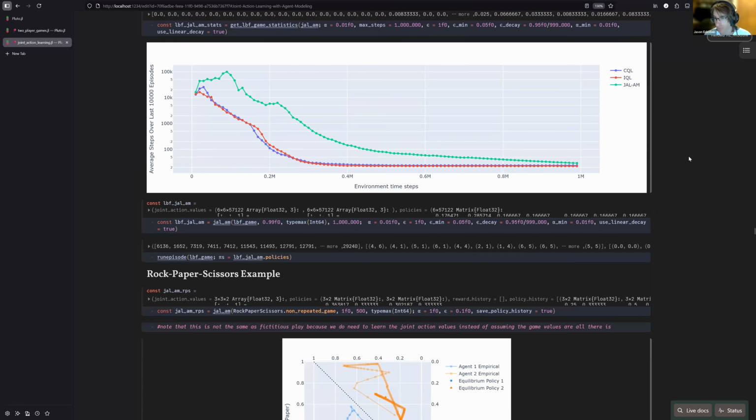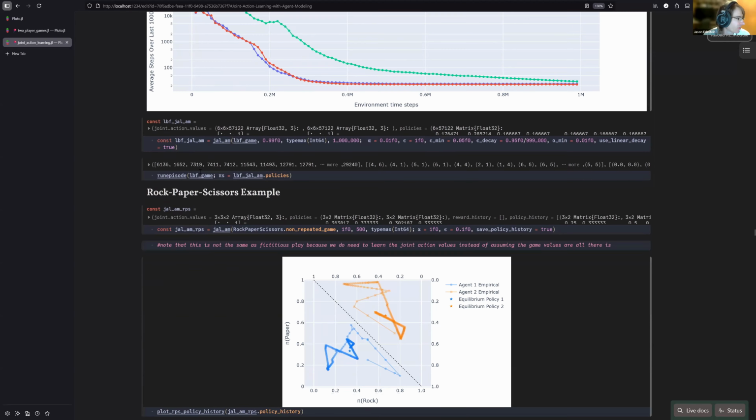But the thing that we can do that's new with the agent modeling is we can actually look at a general sum game. Oh, wait, sorry. Actually, first, before that, the book does have this example of rock, paper, scissors to just show what this looks like. I mentioned rock, paper, scissors is not a general sum game. It's a zero sum game.